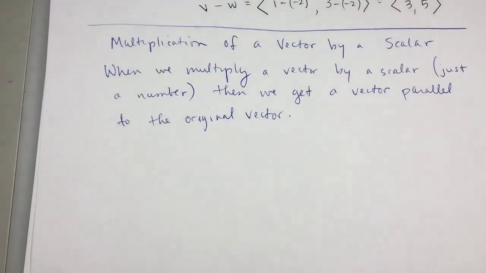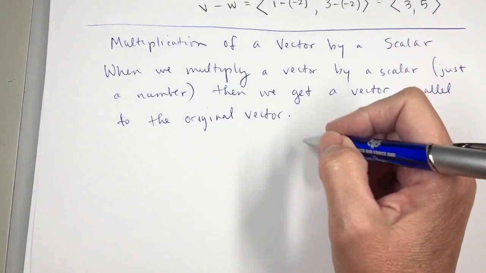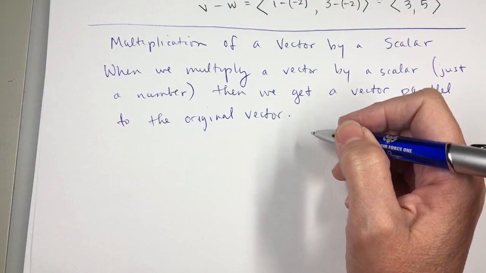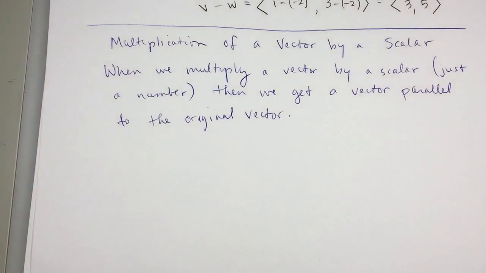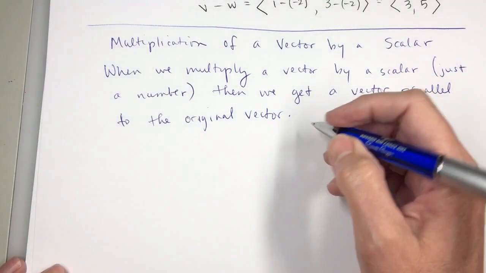Now, when we say parallel, it may not be the same direction. It could be in the same direction, but it could also be in a totally opposite direction, 180 degrees the other way. So we get a vector parallel to the original vector. Now, if the scalar is 1, it's the same vector. But if the scalar is not 1, then it's going to have a different length or a different magnitude.